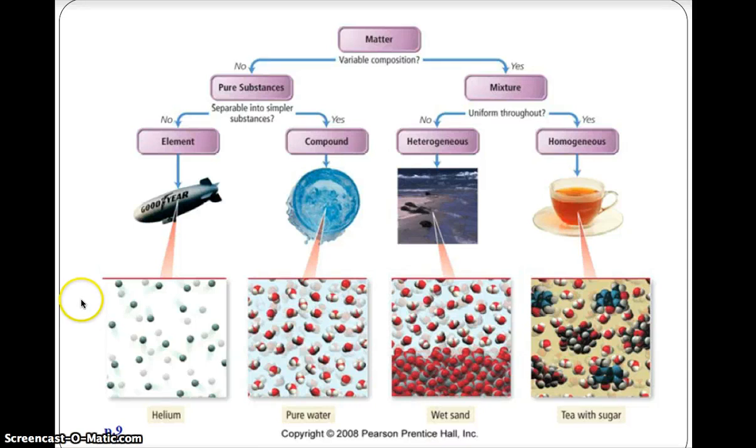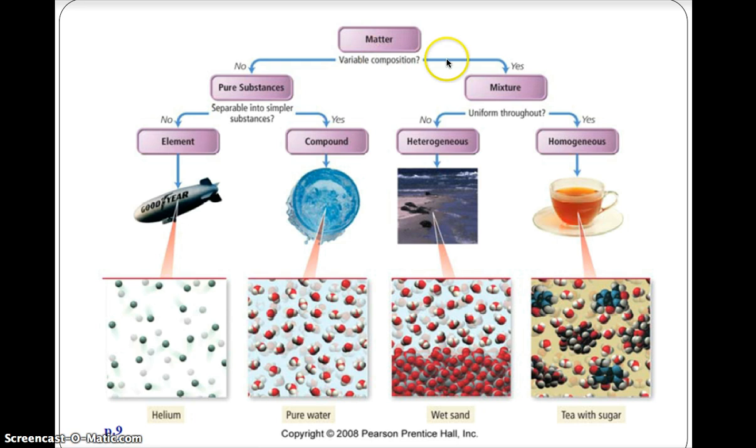So this is not something you have to copy, but it's just something that you can see. If you have something that's matter and it has a variable composition, meaning it changes its composition, not exactly the same throughout, then it's a mixture. If it's all the same stuff, made of all the same particles, it's a pure substance. And then is it separable into simpler substances? If not, you have an element like helium. If it can be, you have a compound like water. And the only way compounds can be separated is by chemical means.